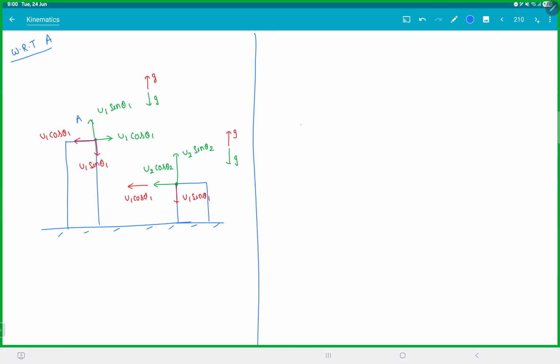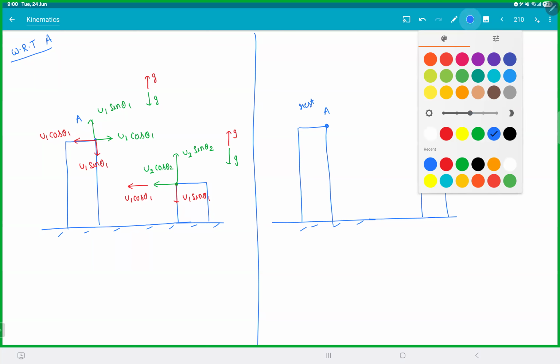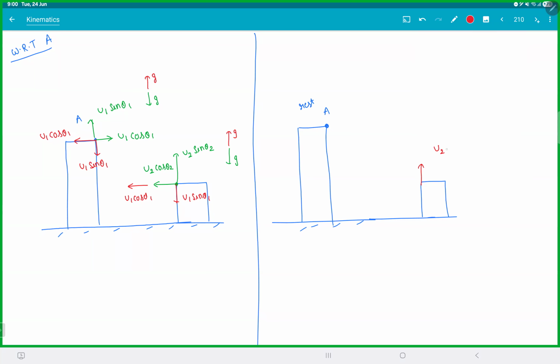Now what will happen? Once you do this, A will think, okay, I came to rest. I'm not moving anymore. And B will think, my velocity has become in the upward direction. It is u2 sine theta 2 minus u1 sine theta 1. And this has become u1 cos theta 1 plus u2 cos theta 2. And what is my acceleration? A relative is 0. There is no gravity. Is this clear so far, everyone?